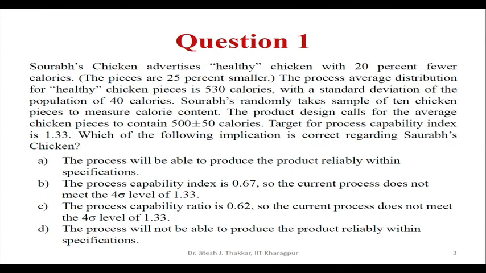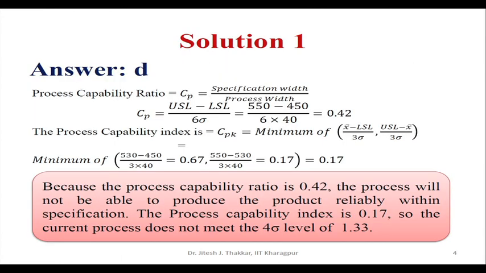So, it is an interesting example. You have various options on the screen that you can see. Let us see the solution. You can find the process capability Cp. So, the correct answer is D, but let us see how it is. Cp is specification width divided by process width. So, USL minus LSL divided by 6 sigma, it comes out to be 0.42.